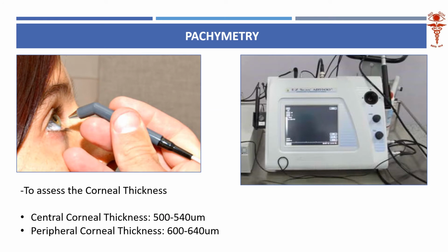The next interesting instrument is pachymetry. Pachymetry measures thickness. If you remember, we discussed that the central cornea will be somewhere around 540 microns. The peripheral cornea will be somewhere around 1 millimeter, that is 1000 microns, nearer to the limbus. But when you measure the central cornea, it will be somewhere around 540 microns. 1 micron is one thousandth of a millimeter.